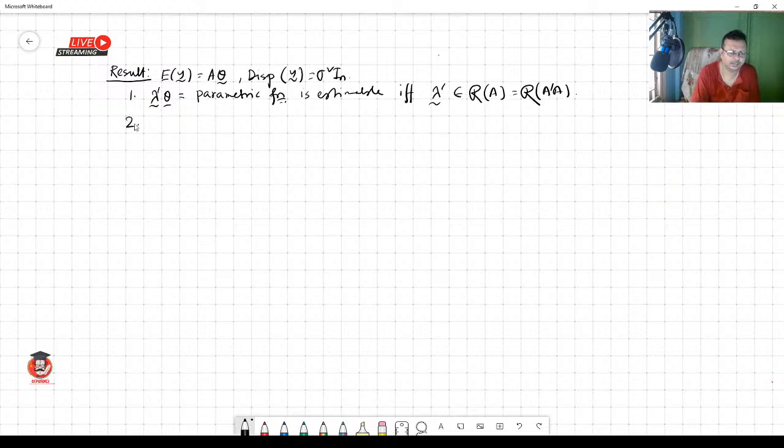And secondly, lambda curl prime theta curl is estimable if and only if lambda curl prime equals lambda curl prime H, where H equals S G inverse S and S is equal to A prime A. Proof.